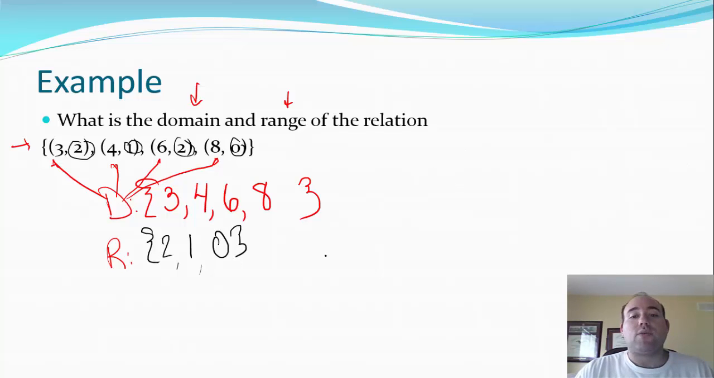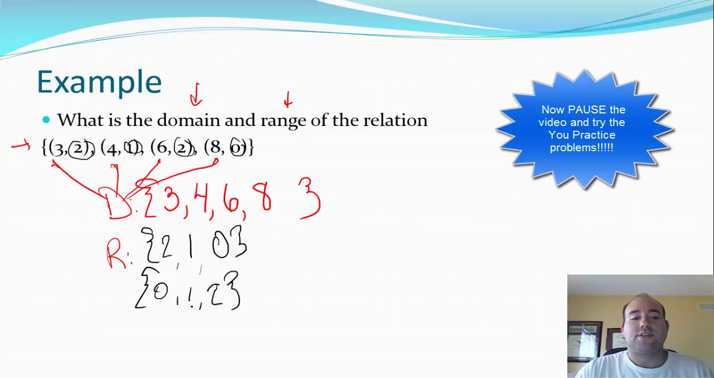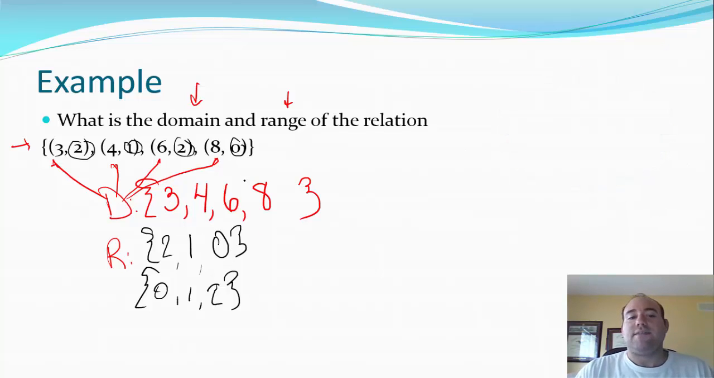Sometimes in the book, when you do problems and you check them in the back of your book, they'll put these sets in numerical order from least to greatest. So you could also write your range like that, 0, 1, 2. I'm not that picky about that as long as everything is there. It is easier to check it if they're in numerical order, but as long as it's all there, I'm fine with it.